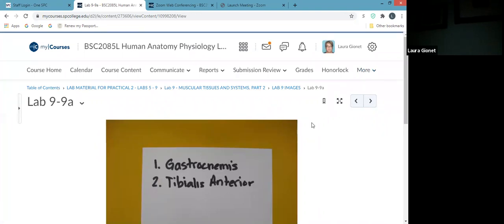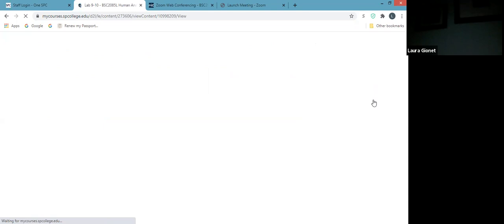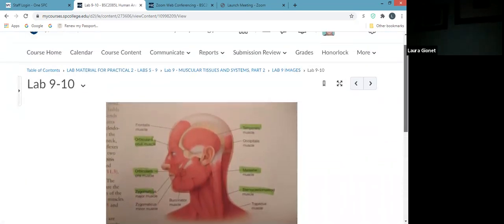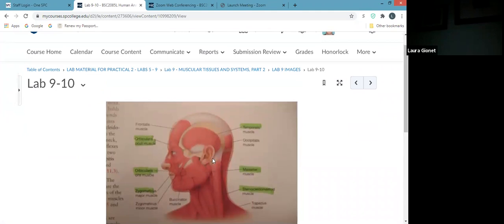Gastrocnemius and tibialis anterior. Gastro has a slight typo or misspelling here in gastrocnemius. It's multiple choice, so just choose the right answer. And then here, I think he meant to include pages that showed the lower extremities, and somehow it's still the head and neck area, but that's the last image.